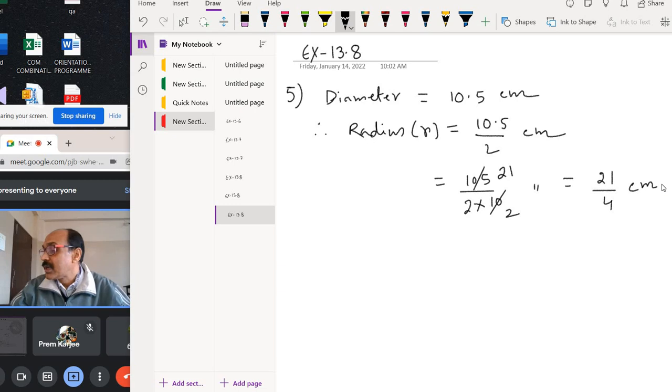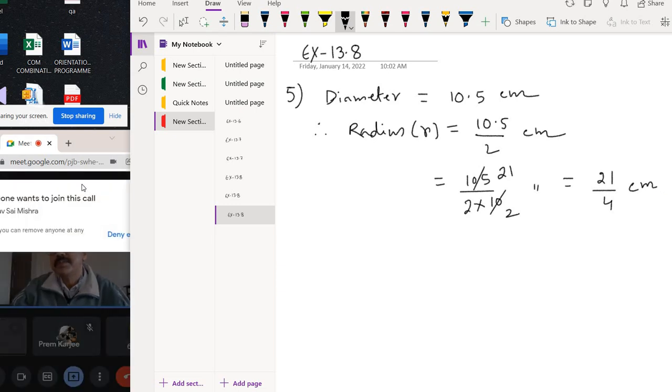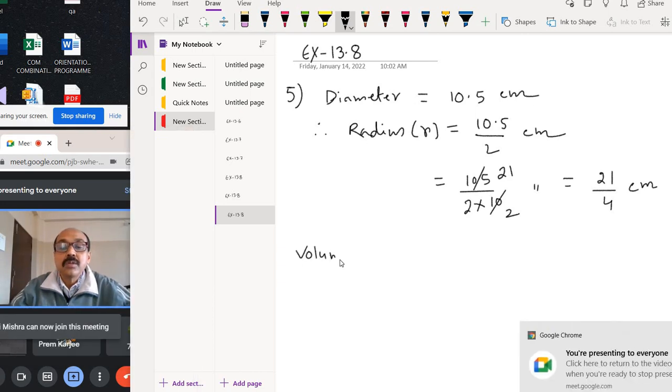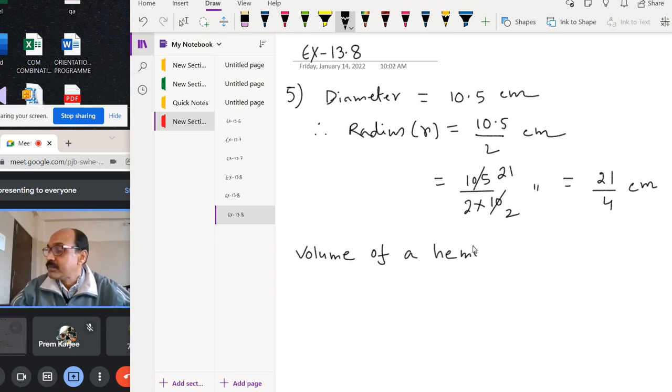Now, capacity, that is, volume of a hemispherical bowl equal to, so the formula is 2 by 3 pi r cube. Half of the sphere.